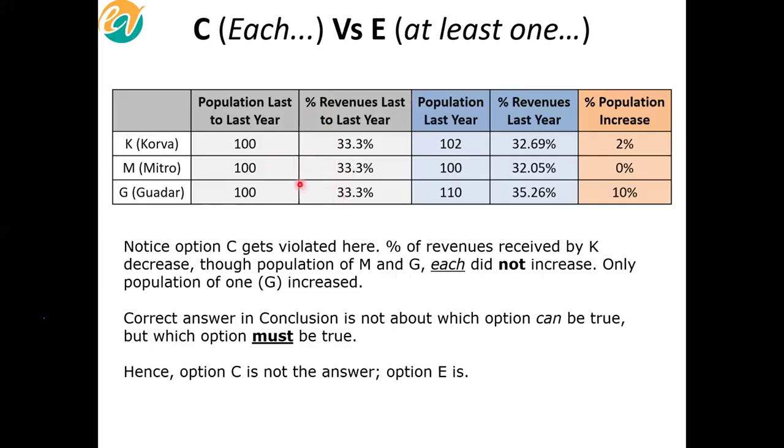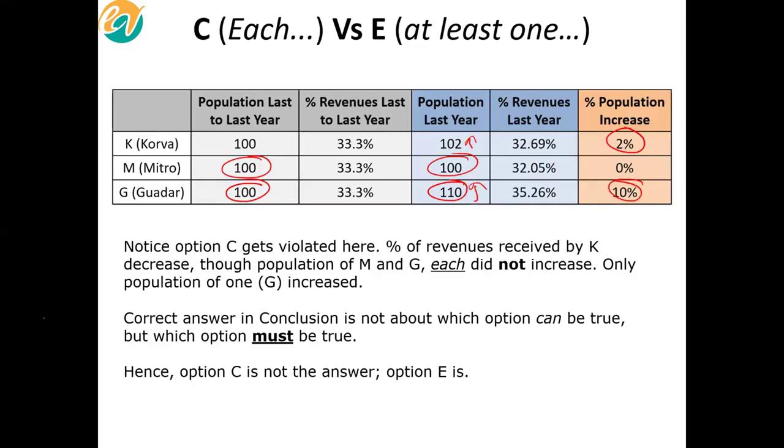Now, last year, according to the argument, what happened? Numerically, Korva's population increased or decreased? Increased. So let us say 100 increased to 102, which is a 2% increase. I have assumed that Metro's population remained the same and Gwadar's population increased from 100 to 110 by 10%.